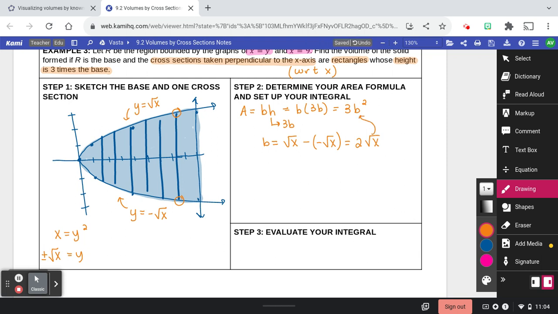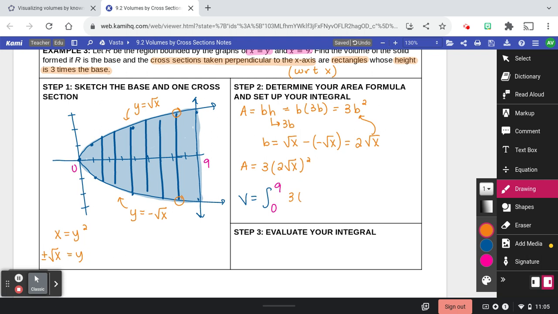And that's what I'm going to plug into this formula. So my area formula is going to be 3 times 2 square roots of x squared. Now, in order to find my volume, I'm going to do the integral from the beginning x, which is 0, to the ending x, which is 9. And I'm going to put my area formula inside of there.